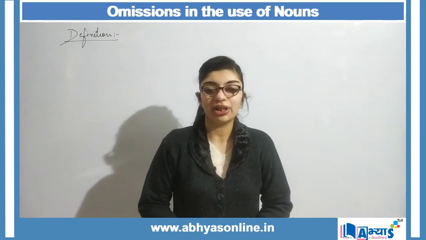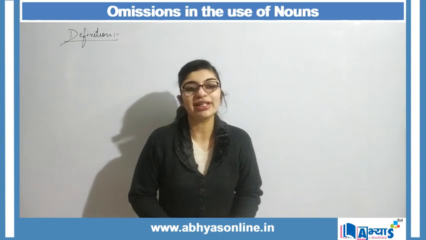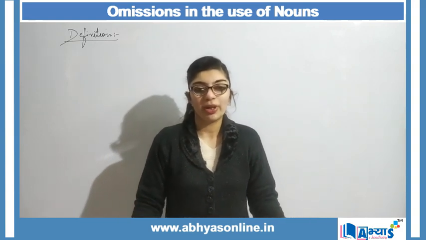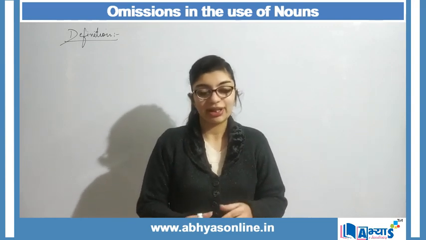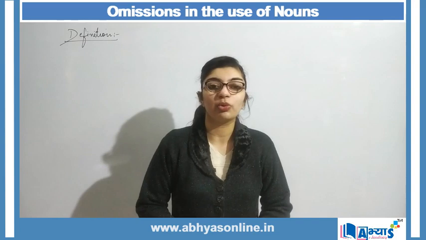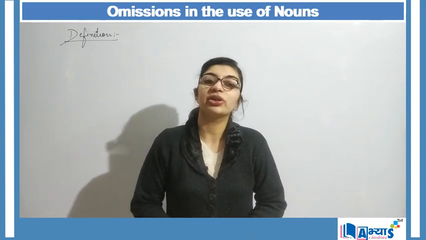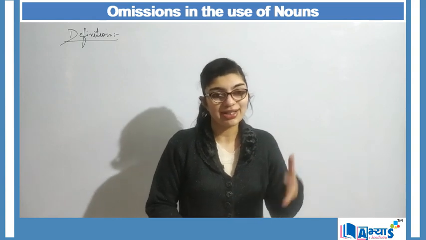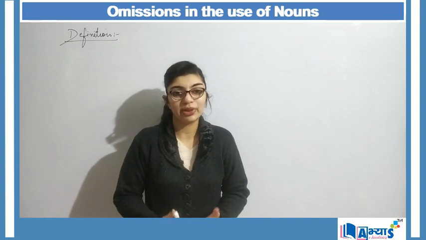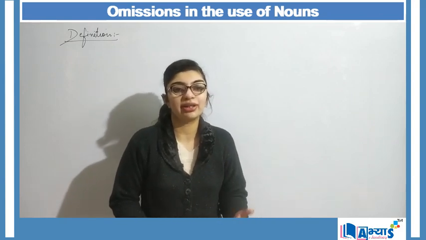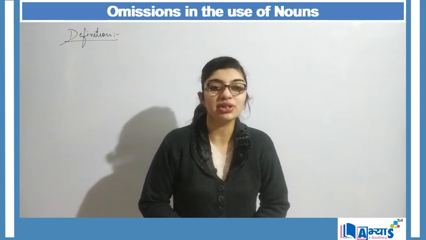So for that, we need to understand all the topics of English, because each and every topic of English, when joined together, makes a sentence. A sentence will contain a noun, a pronoun, an article and a tense, of course, along with the verb. So if all these basics are clear, only then we can speak fluent English and also write correct English. So today we will be speaking about the omissions in nouns.